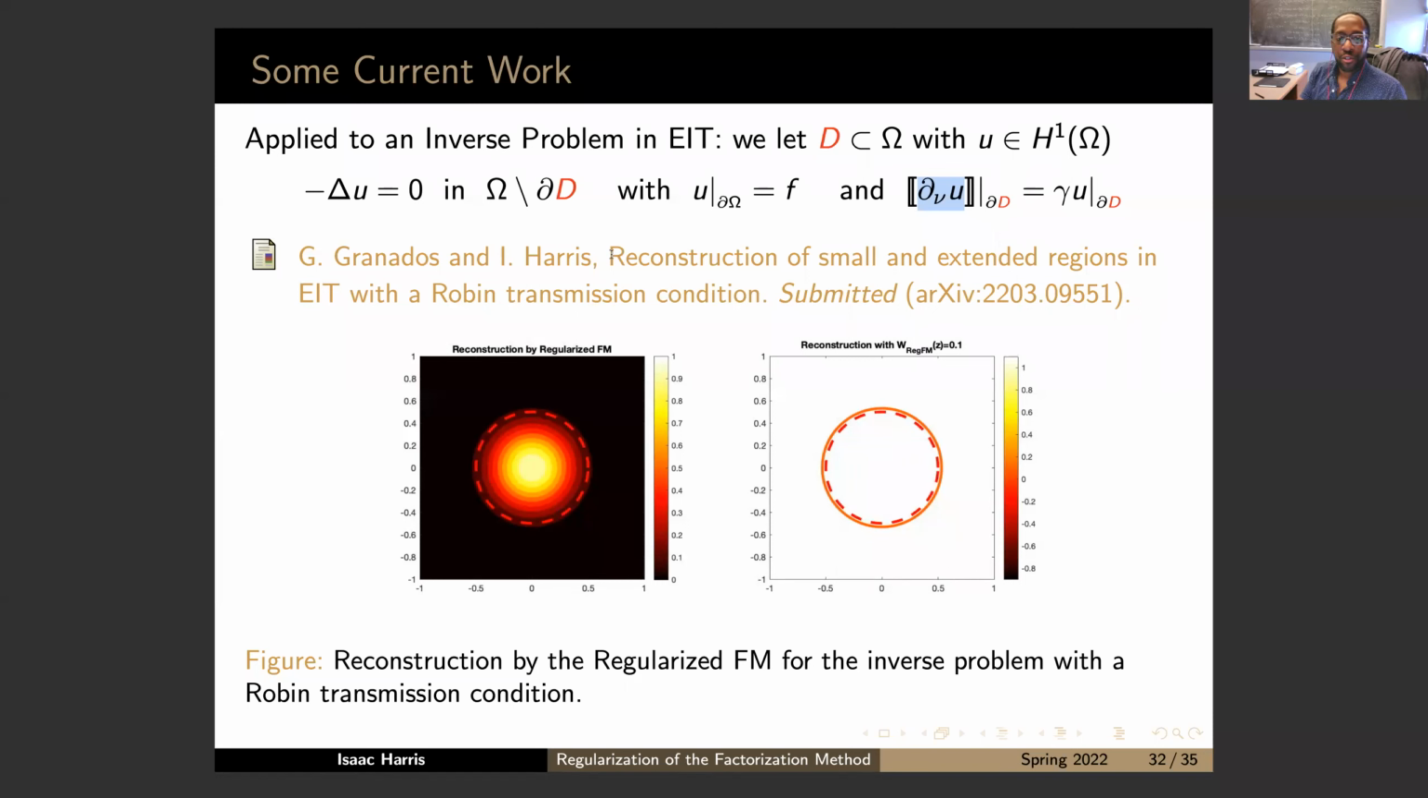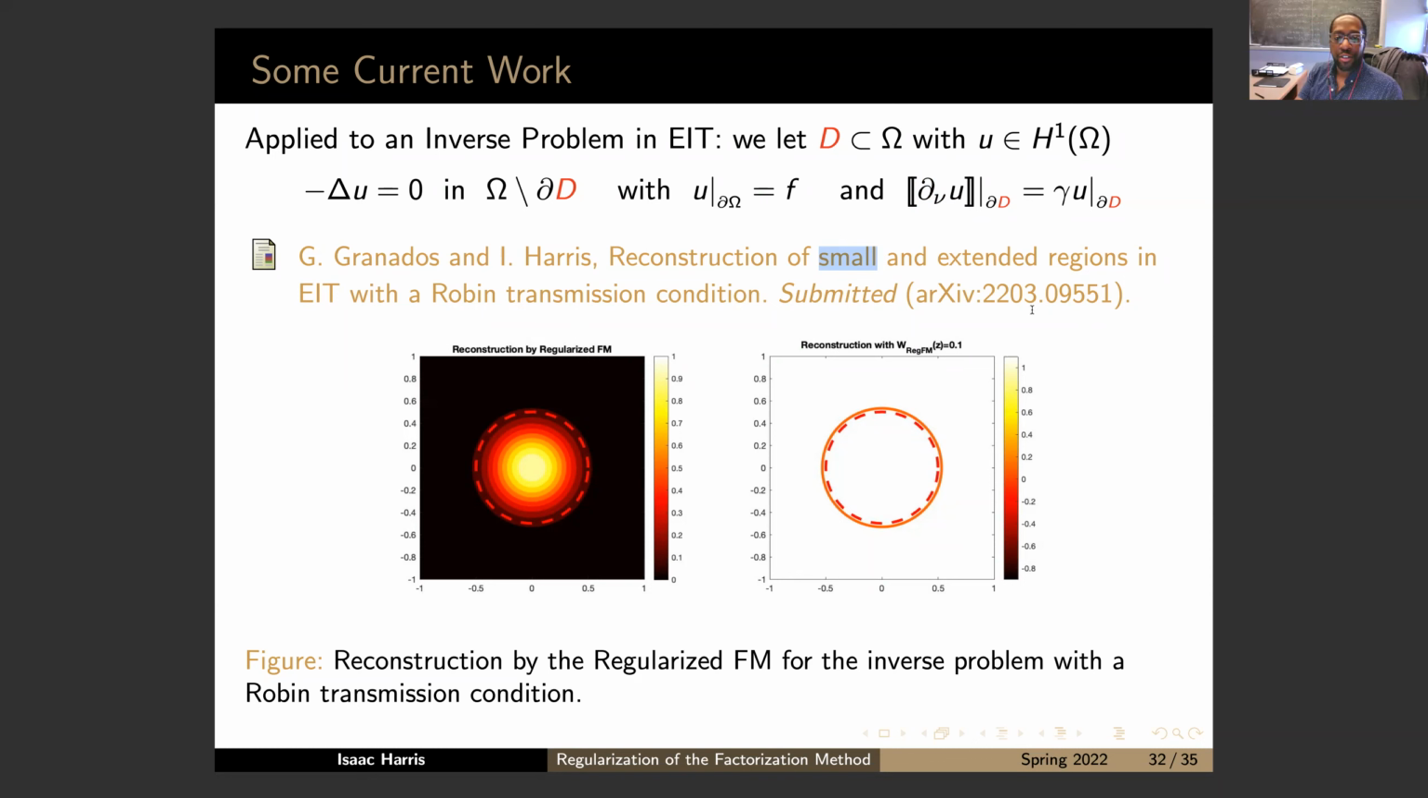What the graduate student was able to do was work out not only the regularized factorization method, so it works for this problem as well, but also come up with a nice asymptotic formula for small volume regions. And then you can also use a MUSIC type algorithm to recover multiple small regions. We have that in this paper that was just submitted.